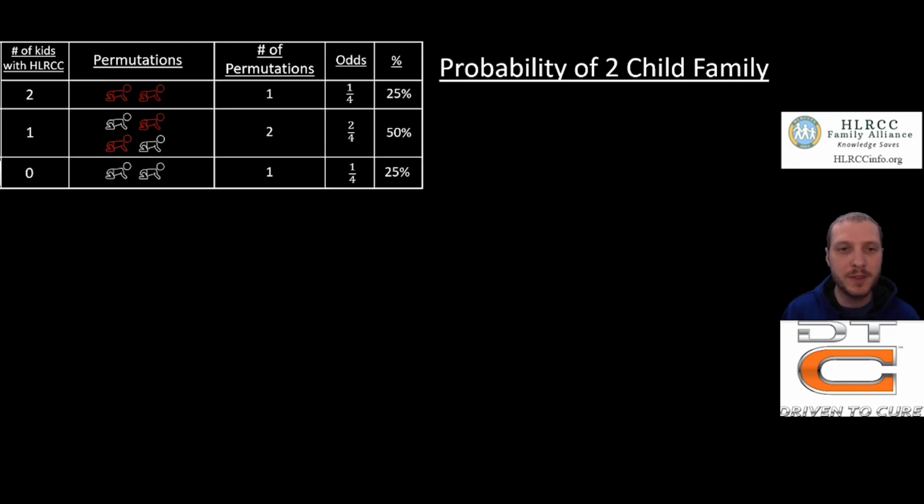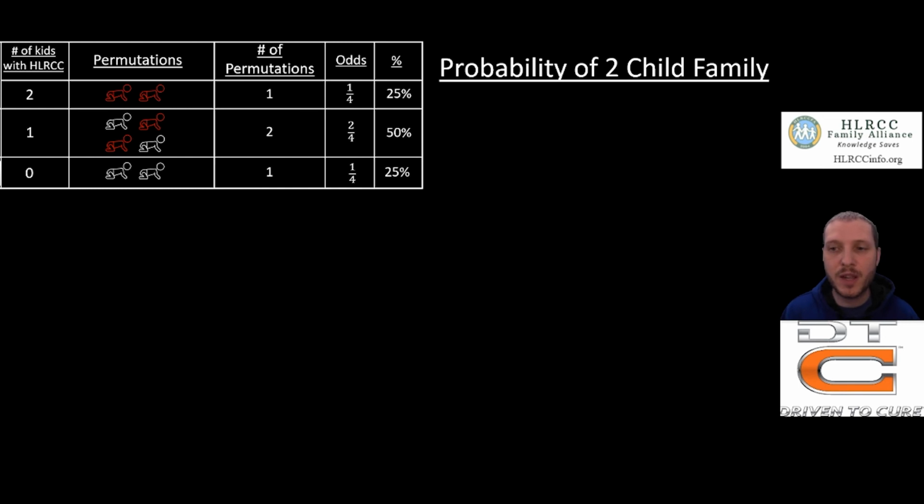But moving on to a family of 2, again, our chart changes. Instead of out of 16 or out of 8, we only have 4 permutations, so our fraction is out of 4. So 50% of the time, you can expect to have at least one child with HLRCC. And then 25% of the time, both children will have HLRCC, or 25% of the time, you'll get lucky and have no children with HLRCC. Hopefully, looking at these charts helps you better understand how these probabilities play out.